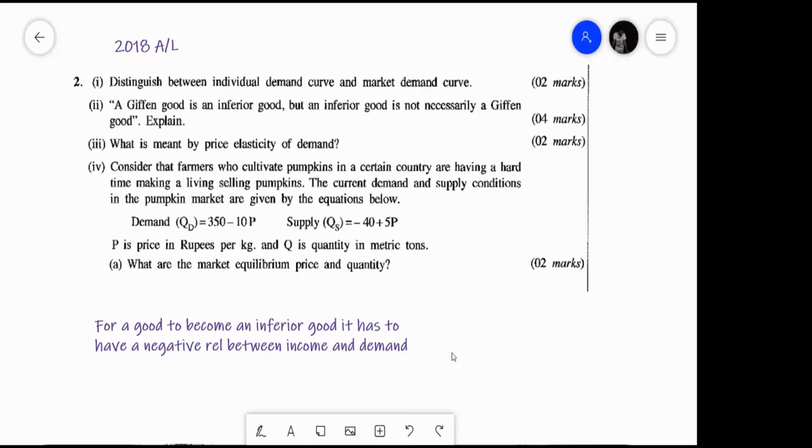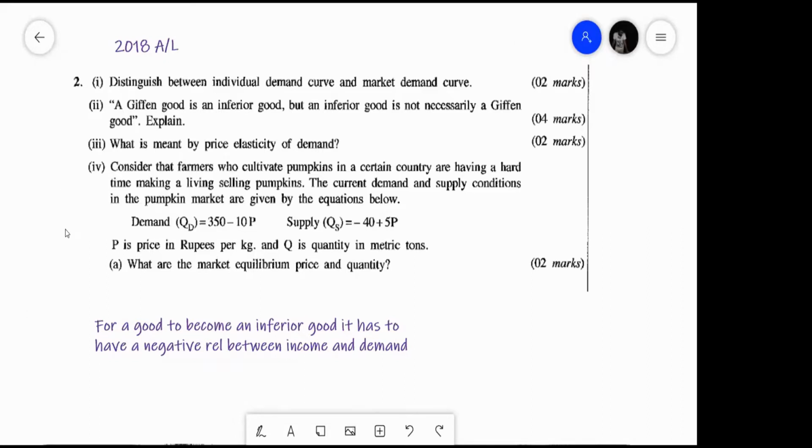So what is meant by price elasticity of demand? You can say it is the responsiveness of quantity demanded to a percentage change in price, while all other factors are constant, or anything like that is fine. Mainly you should have the responsiveness of quantity demanded to a percentage change in price. And maybe you can also write the equation if you want, percentage change in QD over percentage change in price. That's a simple thing there.